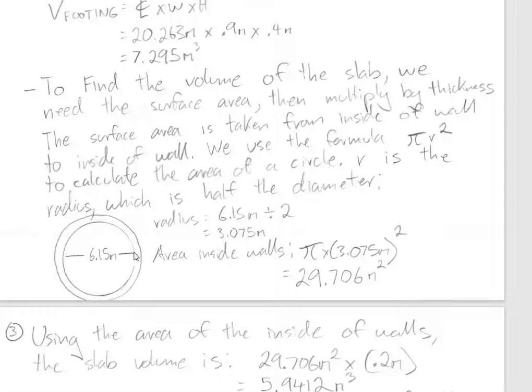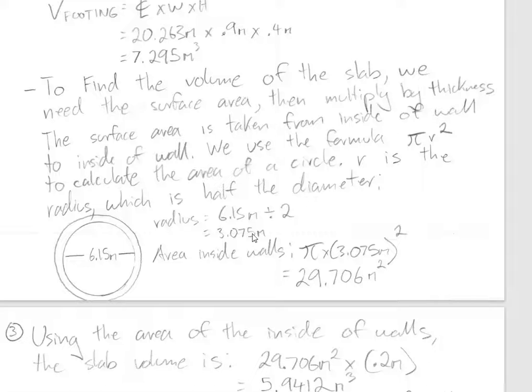Now that we have the diameter, we need to know that the radius of a circle is half the diameter, and that's what I've done here. So 3.075 meters will be the radius of this circle. With that, we can plug that into our formula to find area. Here we go, and we find that the surface area of our slab is 29.706 meters squared.